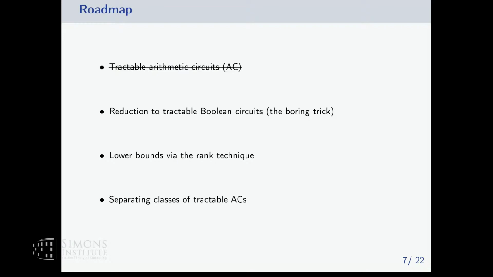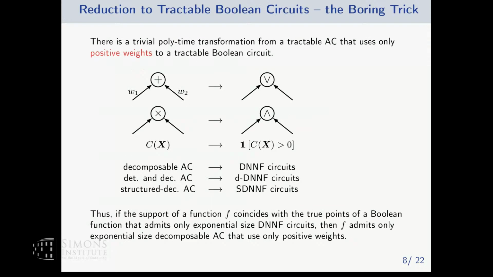And so now I'm going to show how we can find such hard functions. The first technique that you can use is what I call the boring trick, because I don't find it very interesting. But the thing is that I'm actually more familiar with Boolean circuits and with the ones that are tractable, so the ones that respect decomposability, determinism, and so on. It would be convenient if we could just reduce our tractable arithmetic circuits to tractable Boolean circuits. And of course, we can do this.